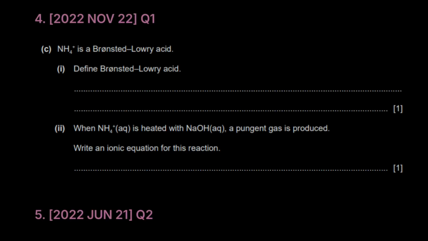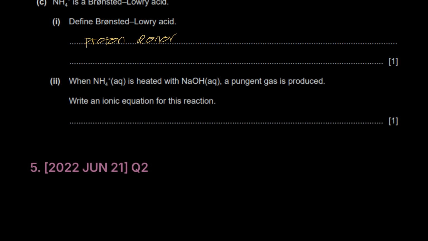So now we're going to look into the 2022 set for acid-base equilibria. The first question says, define Bronsted-Lowry acid. What is an acid? We already know that a Bronsted-Lowry acid is a proton donor. So it's a proton donor. Or, if you want to write it in proper English, you can say a Bronsted-Lowry acid is a proton donor. Great.